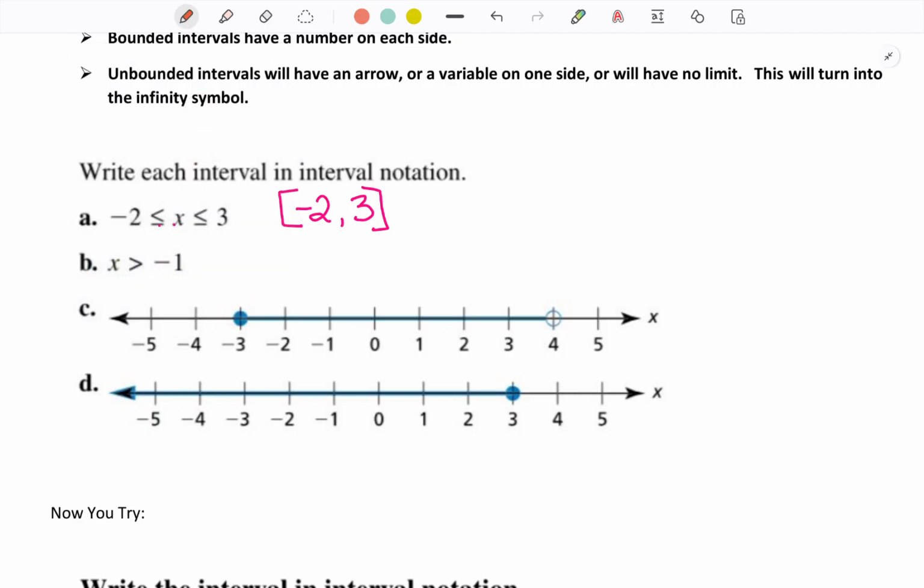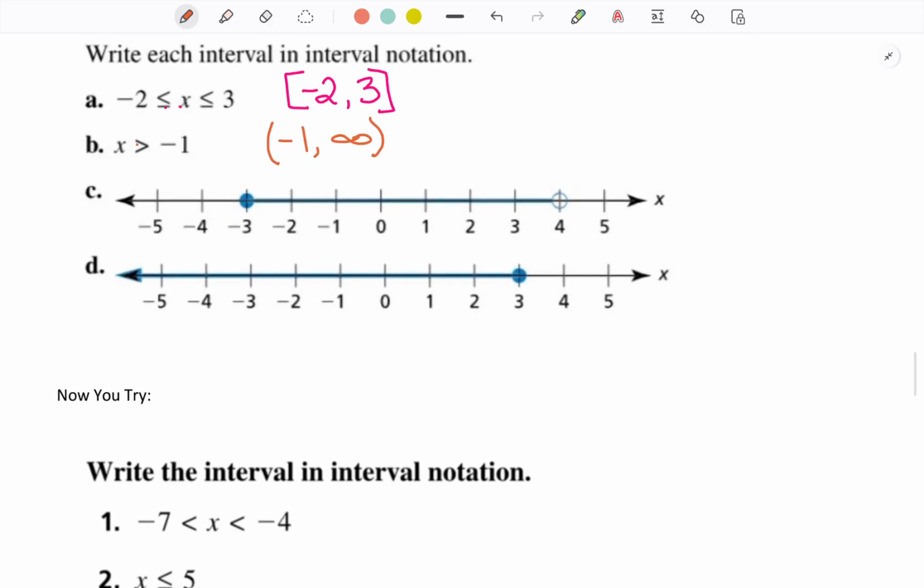Then we have x is greater than -1. Since x is greater, -1 is my lower value, so it is what I am going to start with. Now I do not have an or equal to underneath it, so I can use a parenthesis and then I can go up forever. So I am going to use infinity on the right side because I don't have a limit on how far I can go up.